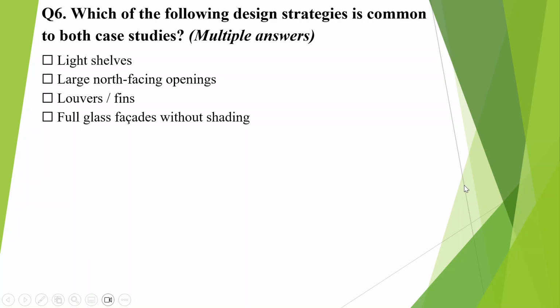This question was asking you about the design strategies that were employed in both the case studies discussed in this particular lecture. Either it may be the case study of Infosys house, or the case study of the other house which was discussed with you all, that is Paryavaran Bhavan. But the common strategies that you can find in both of them are light shelves, large north facing openings that we already discussed in the previous question, and also louvers and fins in order to control the glare or heat and maximize the daylight. All of you are correct.